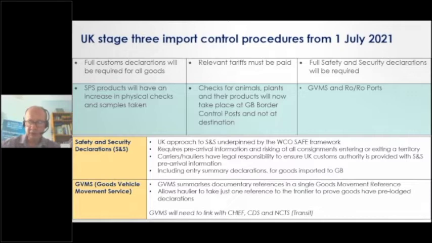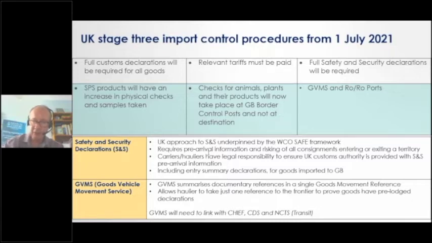So safety and security declarations, when we refer to them, the UK's approach to safety and security will be underpinned by the World Customs Organization SAFE framework. Those of you that have studied our qualifications or been on training will be familiar with the requirements for the SAFE framework. It requires pre-arrival information for all consignments entering or exiting a territory. Now, carriers or hauliers have the legal responsibility to ensure UK customs authorities are provided with the pre-arrival information. And that includes entry summary declarations.